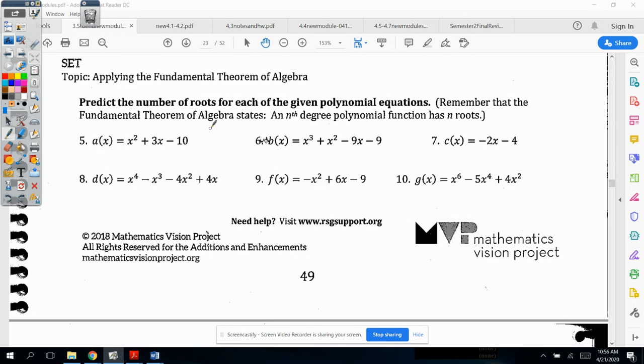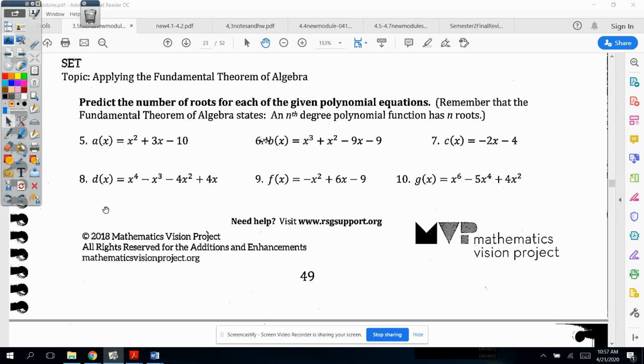Okay, predict the number of roots. This is easy. Fundamental theorem of algebra says whatever the degree of the polynomial is, that's how many roots there are. Okay, so the degree is 2. The answer is 2 roots. The degree is 3, 3 roots. Degree is 1, 1 root. Degree is 4, 4 roots. Degree is 2, so 2 roots. Degree is 6. Ooh, 6 roots. That's a lot. That's a lot.